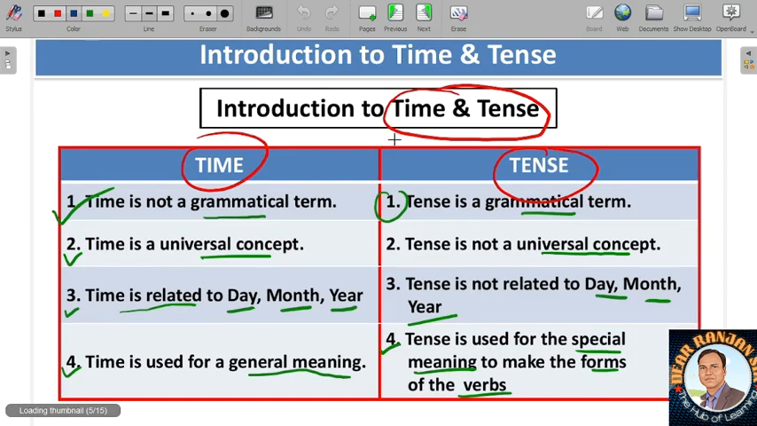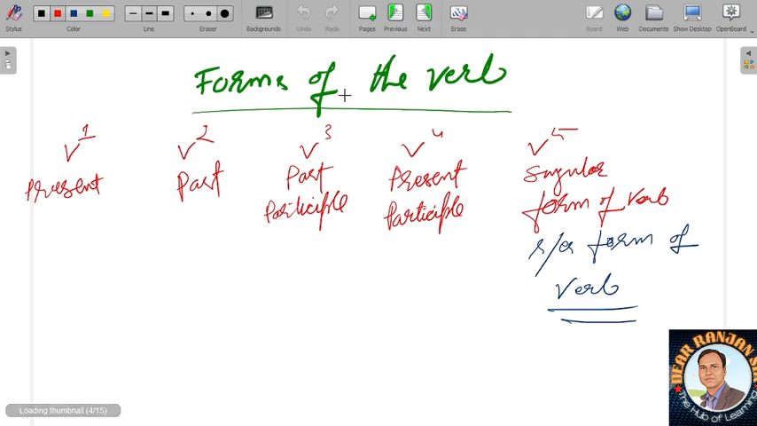So in the previous slide, we saw that tense is used for the special meaning to make the forms of the verb. Okay, hope you have understood the forms of the verb here.